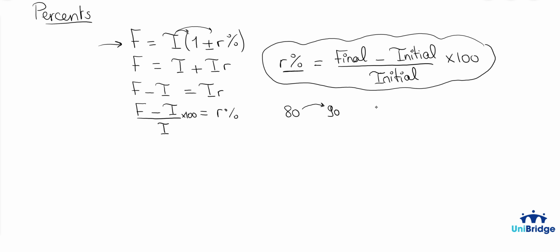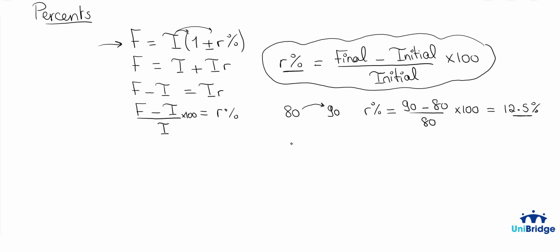So here we're going to say that the percentage change is going to be the final, which is 90, minus the initial, which is 80, and this is over 80, multiplied by 100, so this is going to give you a 12.5% increase. So the percentage change here is 12.5.